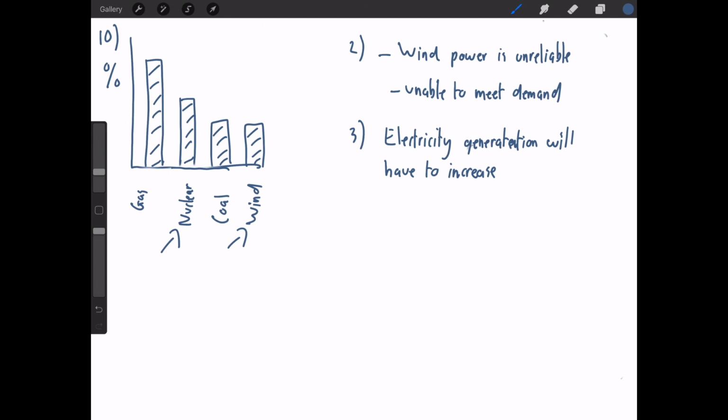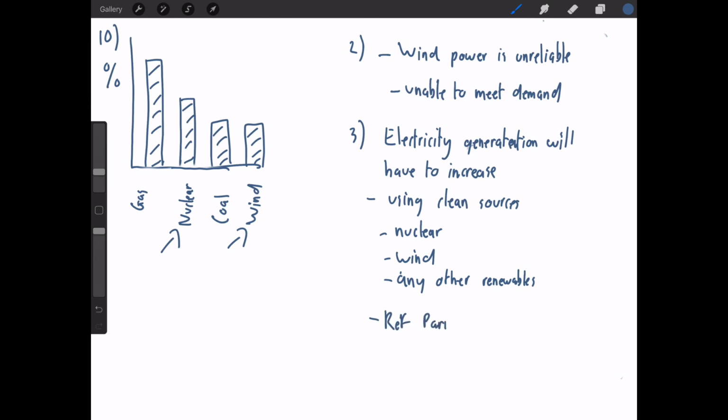Now, if we've committed to this Paris Climate Agreement, then it's got to be using clean sources, i.e. nuclear. When I say clean, I mean things that don't produce greenhouse gases. So we could use nuclear, wind, or any other renewables. So we could have hydroelectric, solar power, tidal power, geothermal, those sorts of things. To get to the third mark, you need to sort of reference the Paris Climate Agreement, which not many people did.